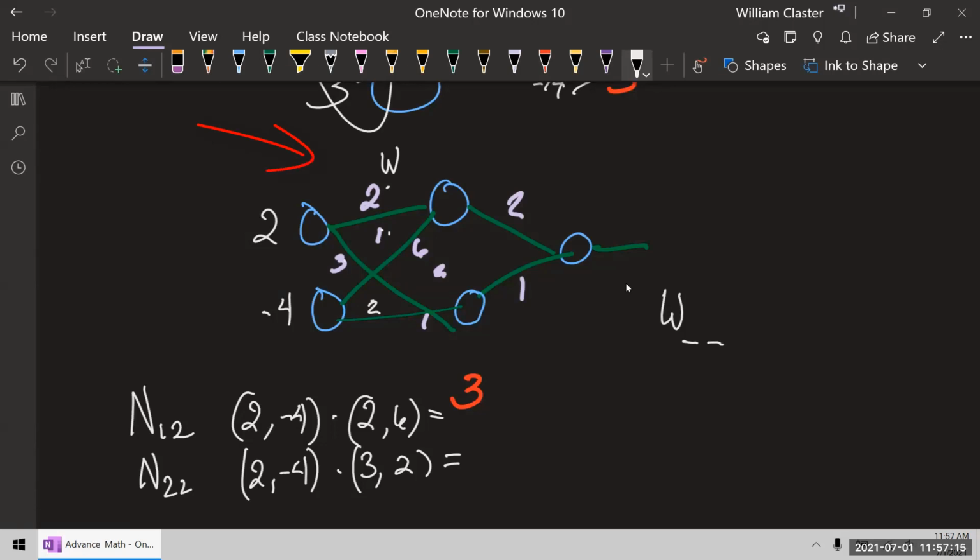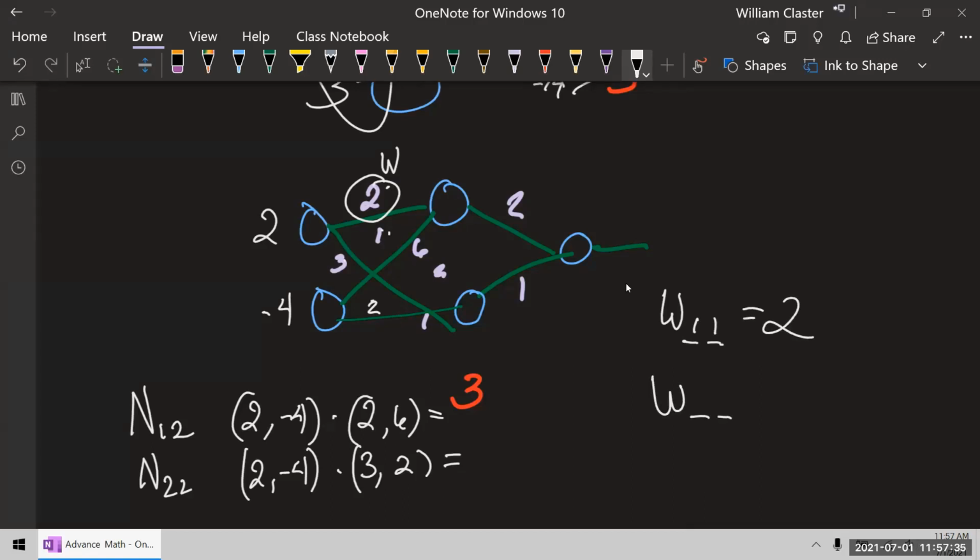So this one here, I'm going to say it comes from the first node of the first layer and it goes to the first node of the second layer. So I'm going to call it W11. So W11 here is 2. Okay, now let's continue with this.